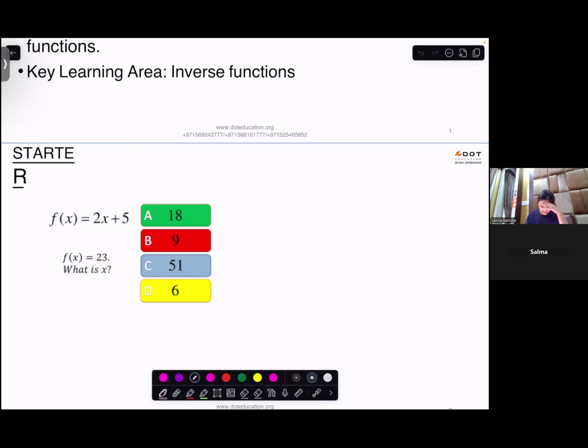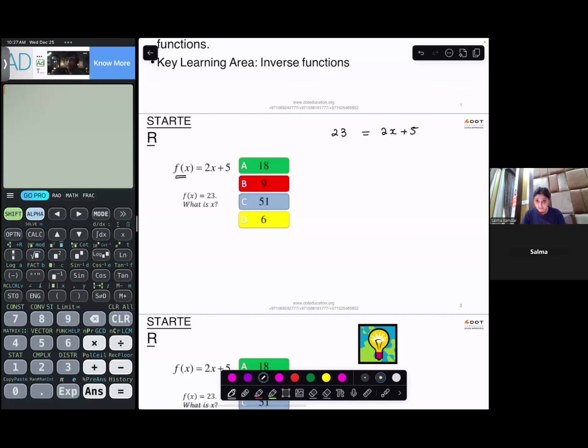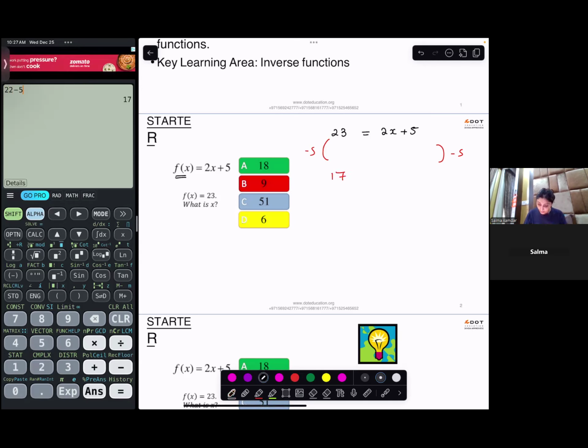So the thing that I do in this case, f of x is 23, so I will equate 23 with 2x plus 5. Now I need to find the value of x. That means I need to make x my subject. If I need to make x my subject, I can minus 5 from both the sides. So here I will be left with 23 minus 5 equal to 2x.